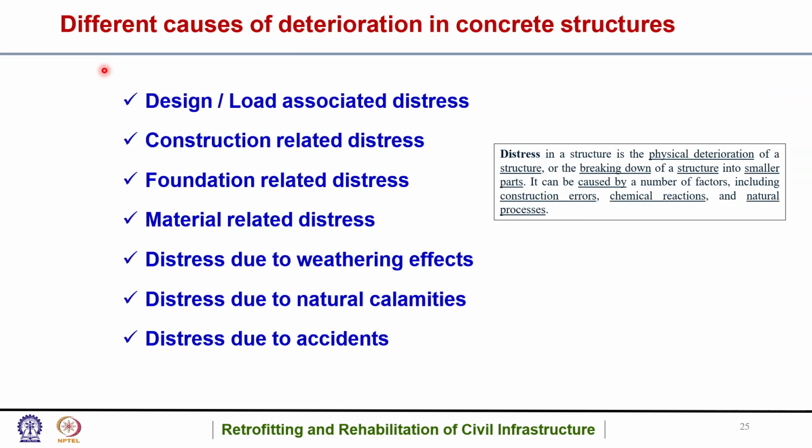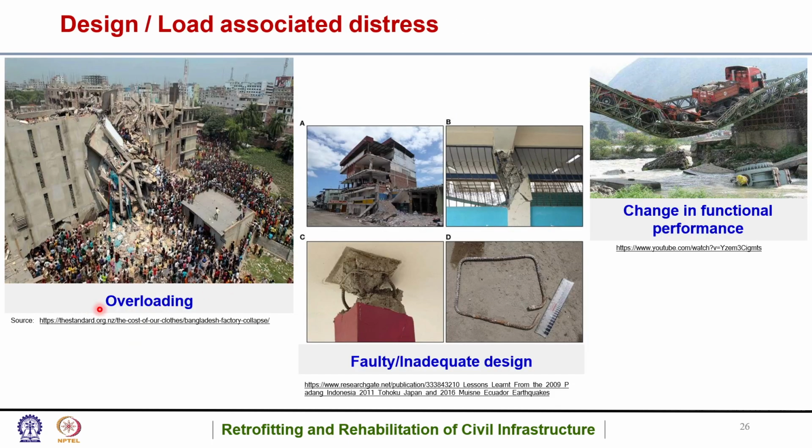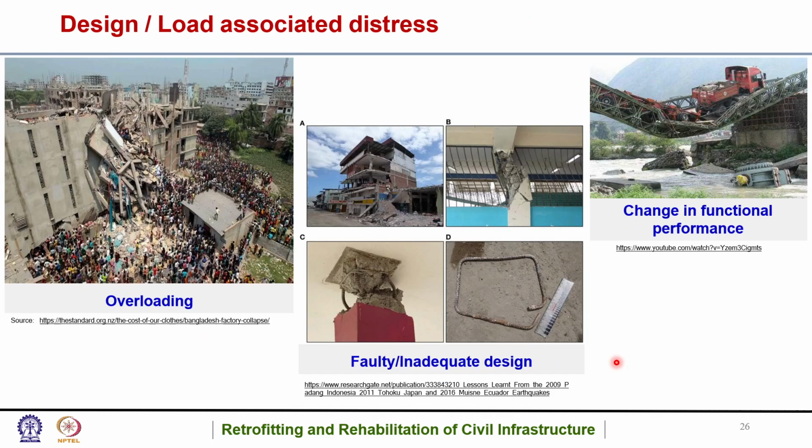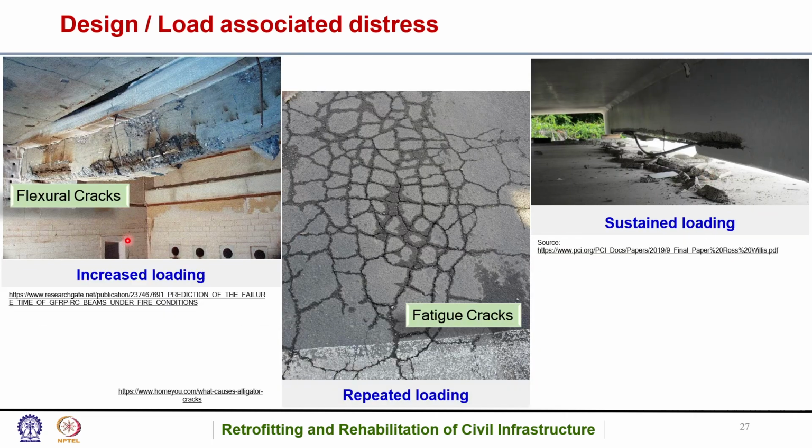The first type of cause is design or load associated distress. This can be due to various reasons. It can be due to overloading, as can be seen from the picture. It can be due to faulty or inadequate design. It can be due to change in functional performance, as can be seen in this bridge. Then it can be due to increased loading, for example flexural or bending cracks. Then it can be due to repeated loading, that is fatigue cracks.